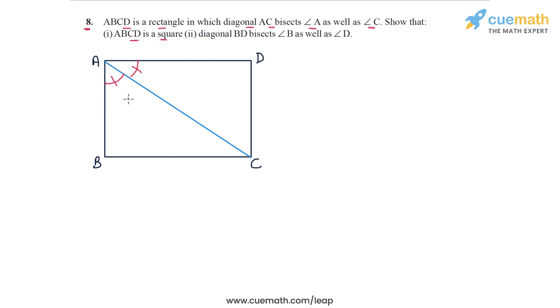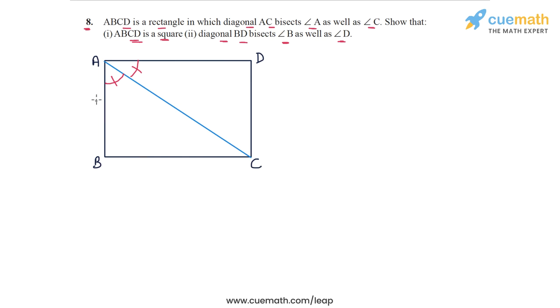By virtue of the fact that AC bisects angle A as well as angle C, we have to show that ABCD is a square. We also have to show that if we draw the diagonal BD, it will bisect angle B as well as angle D. Now, we had a question similar to this in question number 6 of this exercise, where we showed that if the diagonal of a parallelogram bisects an angle of the parallelogram, then that parallelogram is a rhombus. If you want, you can go back and watch the video of that question number 6 of this exercise. But I'm still going to prove this question from scratch once again, so that it's easy for you to follow.